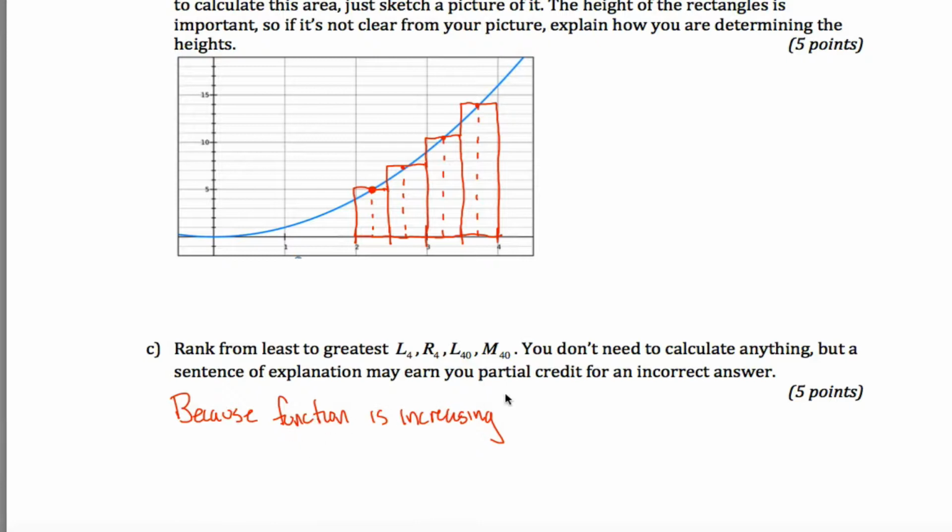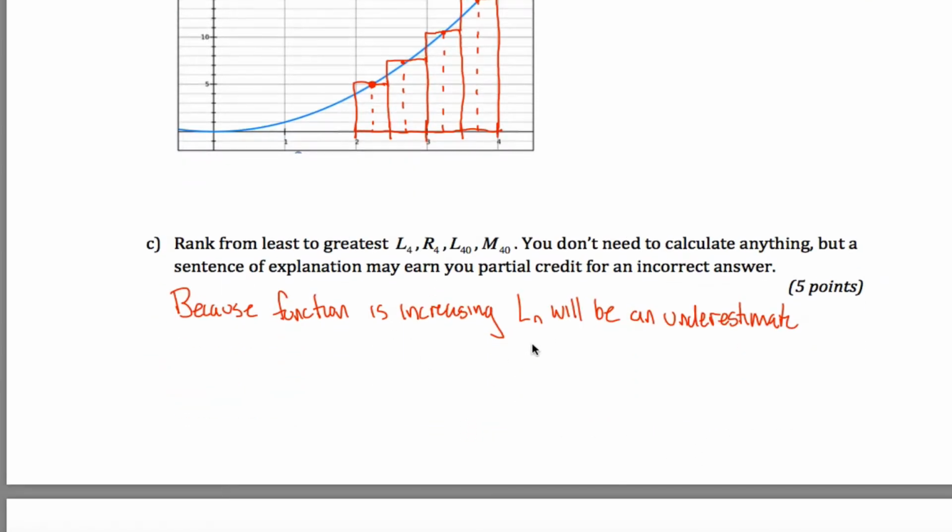What I'm saying is that because the function is increasing, L sub n will be an underestimate. And similarly, R sub n will be an overestimate. So what that tells you is that, I don't know, L4 is smaller than R4. Nope. Yeah. And L40 is smaller than M40. But what about the rest of them? What about L4 versus L40?